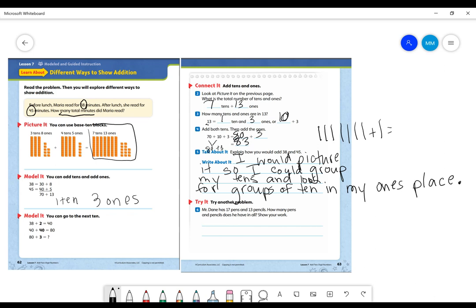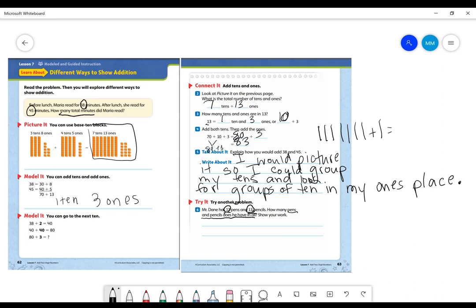All right, and our last one, it says to try another problem. It says Mr. Dane has 17 pens and 13 pencils. How many pens and pencils does he have in all? Whoops, I'm going to circle those. So my 2 parts, I know I'm adding because we are showing different ways to add 2-digit numbers. So I already know I'm adding. So it says Mr. Dane has 17 pens.